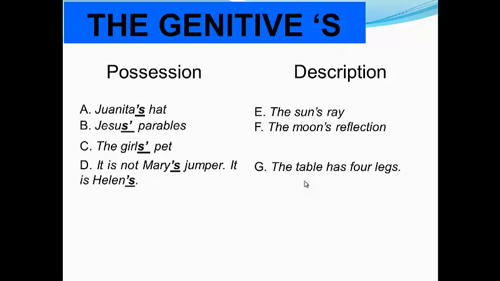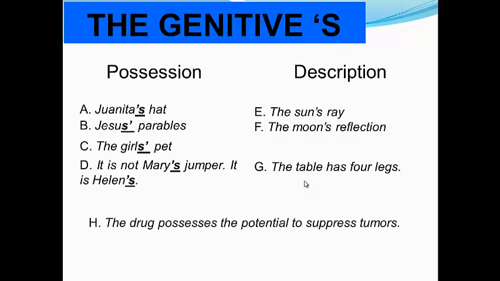The sentence implies a description of the quality of the drug, that is, what the drug can do to tumors. In this case, the verb possess is used as a synonym of have, which implies a description of the capabilities of the drug. By no means the sentence implies that the drug owns, as a material item, the potential to suppress tumors. In conclusion, the examples previously described show clearly how the genitive can also be used to express description.